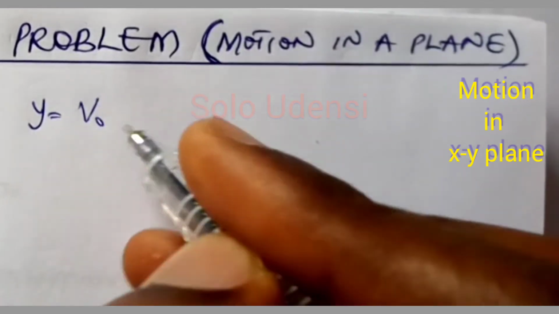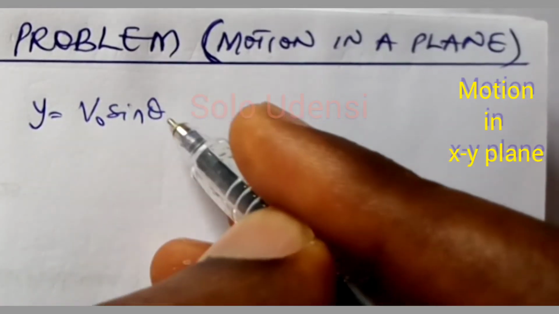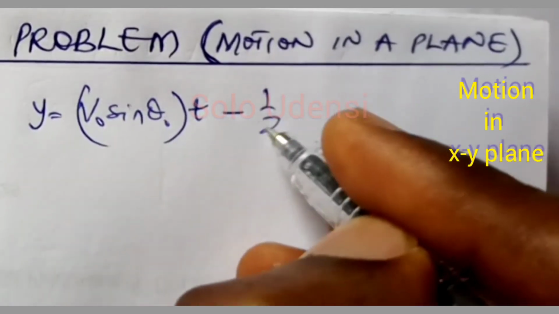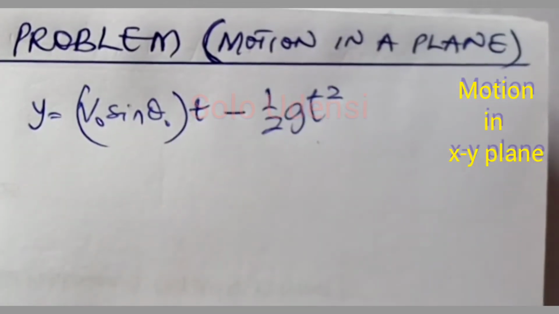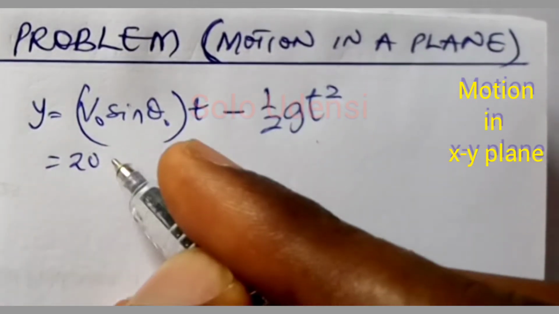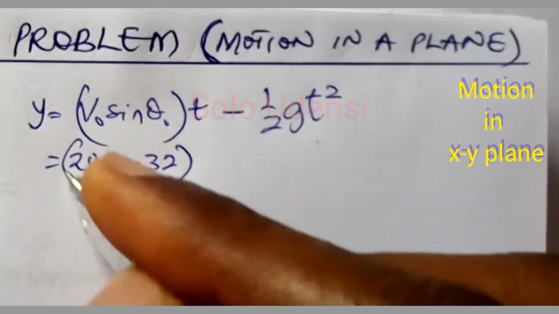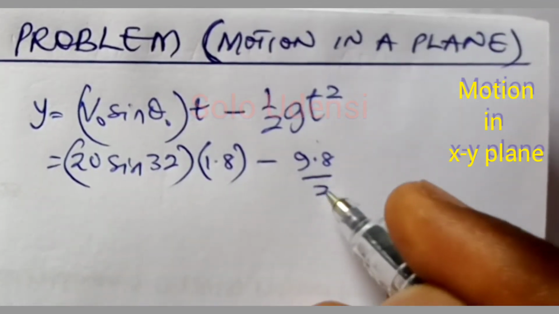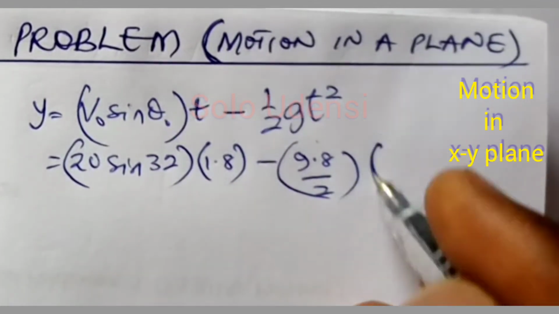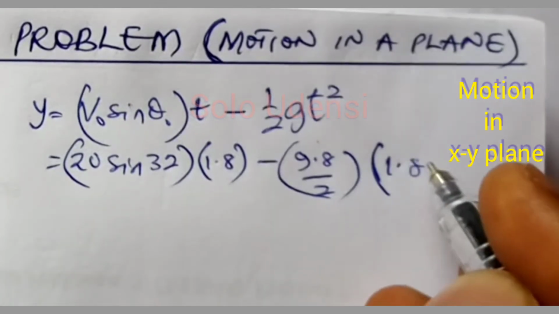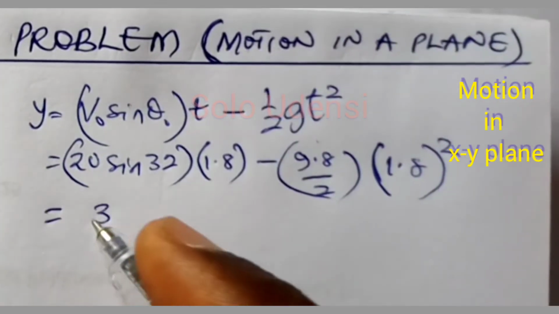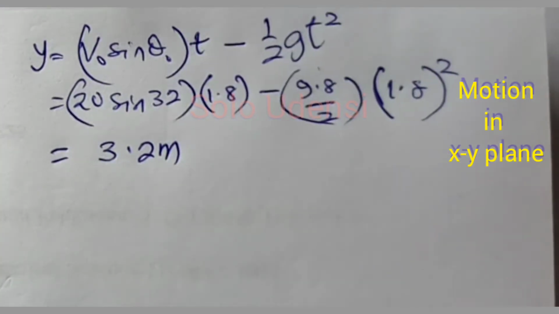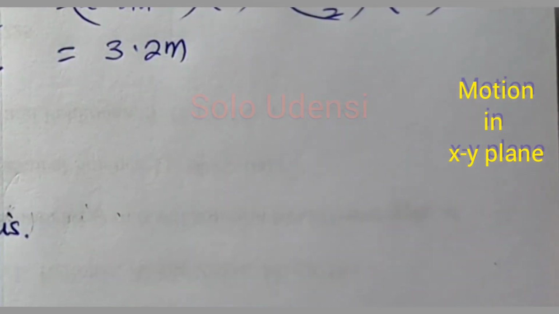Along the y-axis we use the same formula, but for the y component, so y is equal to v naught sine theta naught t minus half g t squared. If we plug in the values, 20 sine 32 times the time, 1.8, minus 9.8 over 2 times 1.8 squared, we get 3.2 meters.